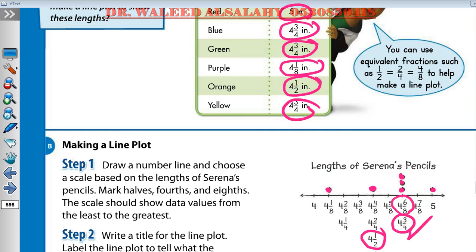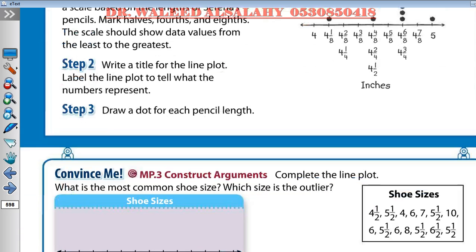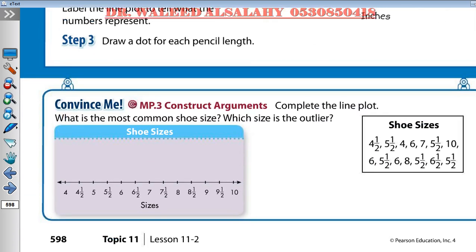So we can see the question down here. To understand more, this is the question. Here are the numbers. We can check: is there a 4 or not? Yes, teacher, we have 1 time 4, so put only 1 dot. 4.5: do we have 4.5? Yes, we have it 1 time also, so put 1 dot also.